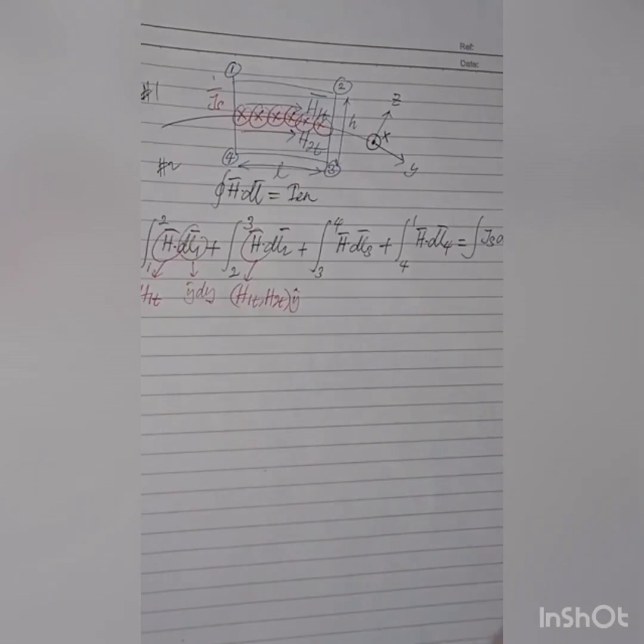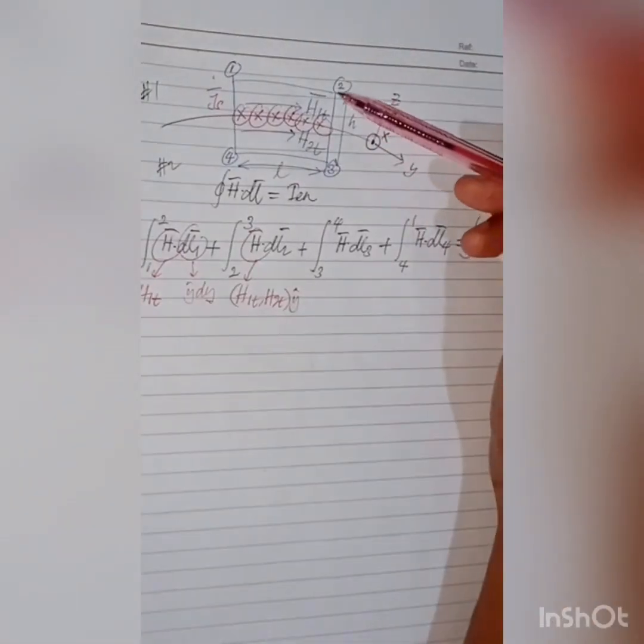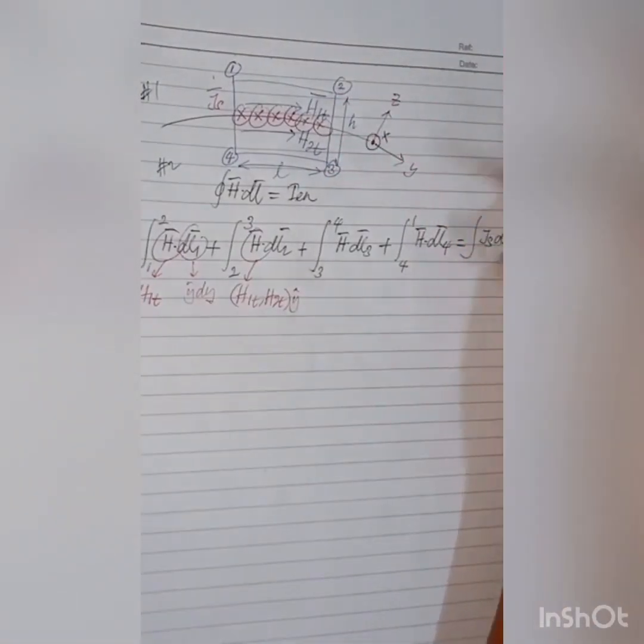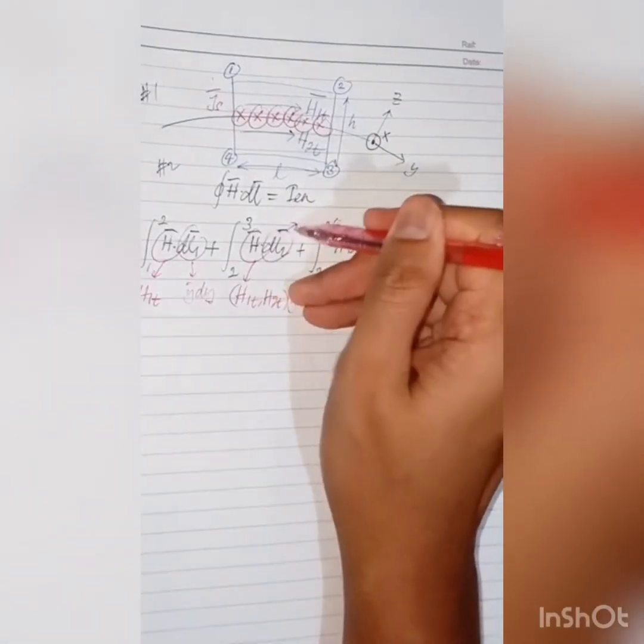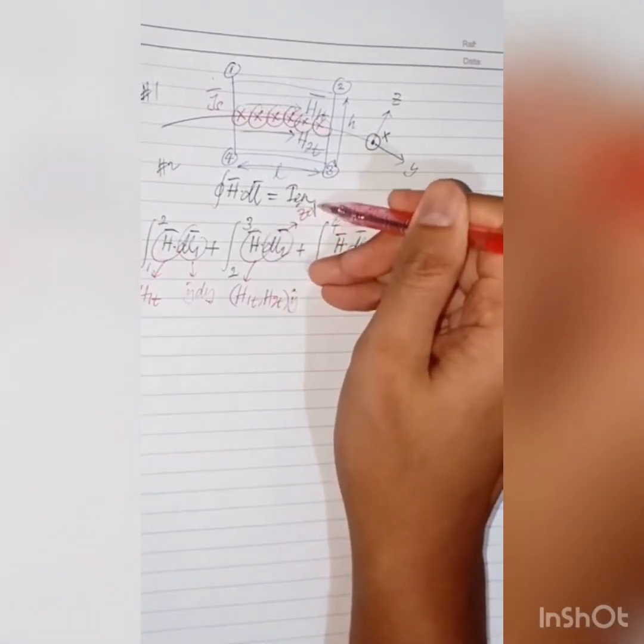Alright guys, so how about the path? Since the path here actually lies along the z-axis, you can simply change the L2 here equal to z dz.